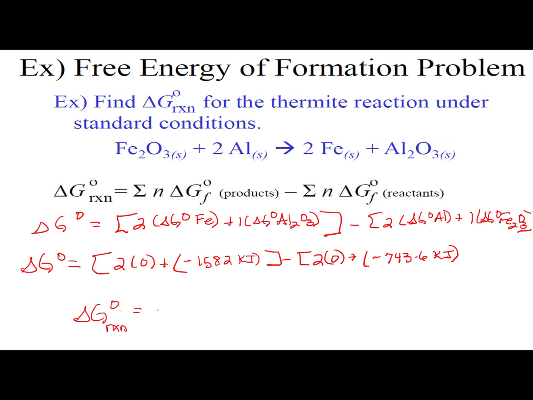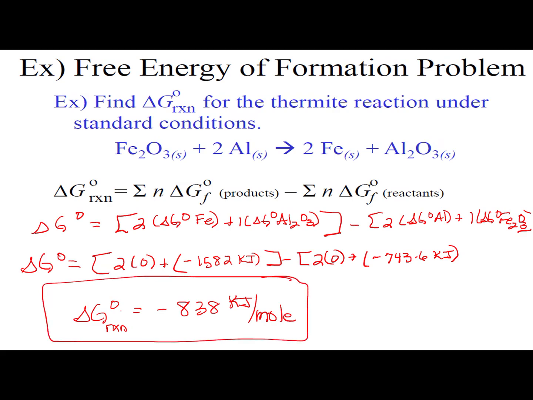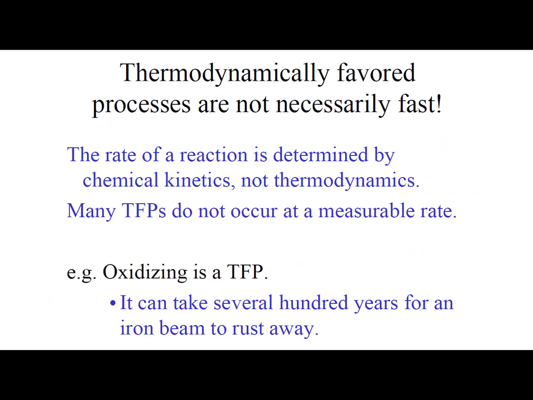So if you put all that in your calculator, the delta G of the reaction is equal to negative 838 kilojoules per mole. And we could say that the process is thermodynamically favored. Thermodynamically favored processes are not necessarily fast. Rust is a great example of that. So the rate is basically determined by kinetics, not thermodynamics.